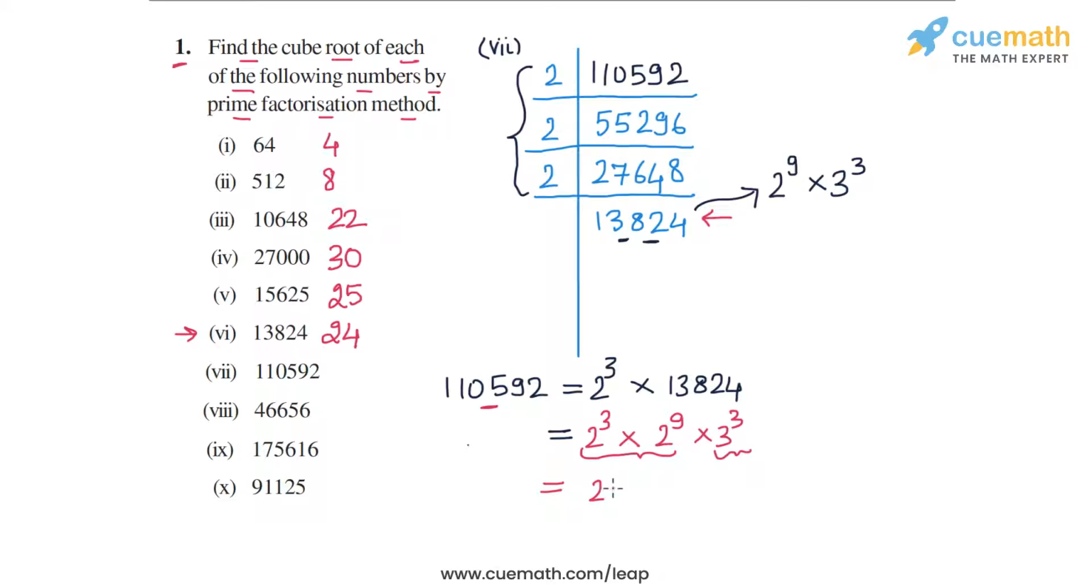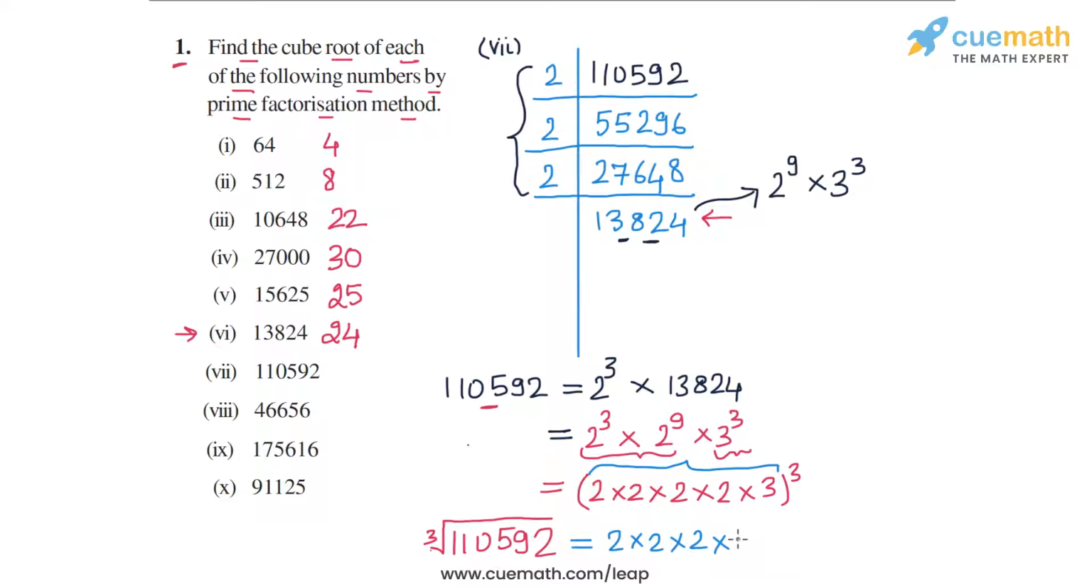So we can write this as 2 into 2 into 2 into 2 into 3 and the whole cube of this product. This is how we can write this number, and therefore now the cube root is easy to calculate. The cube root of this number will be this product that we have inside the bracket, which is 2 into 2 into 2 into 2, so 4 repetitions of 2, into 3. So that's 16 into 3, or 48. So in part 7, the cube root of the given number is 48.